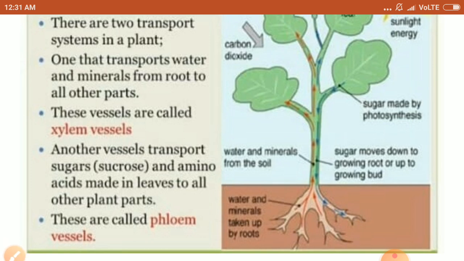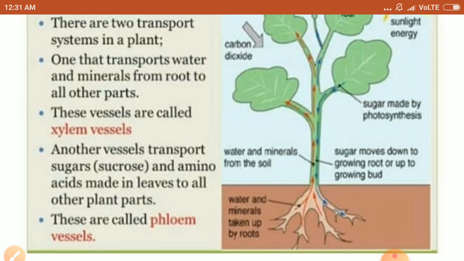Xylem consists of four kinds of cells: tracheids, vessels, xylem parenchyma, and xylem fiber. Already in the previous classes you have done this. The water and minerals are transported mainly through tracheids and vessels. The phloem is also a complex tissue. It is made up of sieve tubes, companion cells, phloem parenchyma, and phloem fibers.